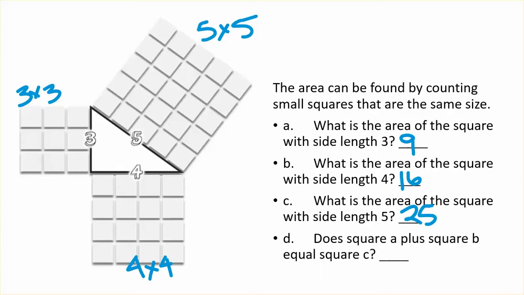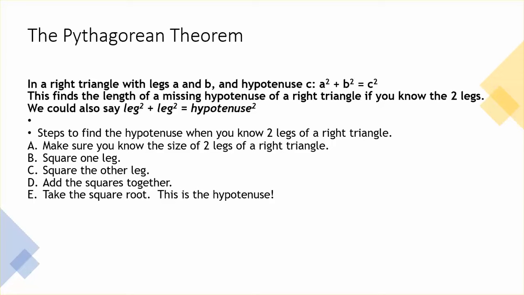One thing you might notice is if you look at the area of the squares, if I add the smaller areas together, 9 plus 16, it equals 25. So the area of the small square plus the area of the middle square equals the area of the largest square. And that's actually called the Pythagorean theorem. So formally, we would write this as: in a right triangle with legs A and B and hypotenuse C, A squared plus B squared equals C squared.